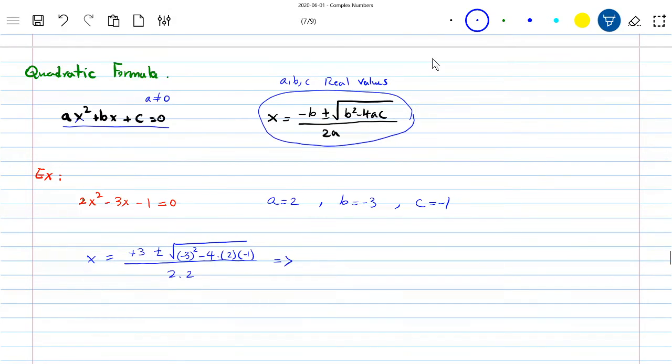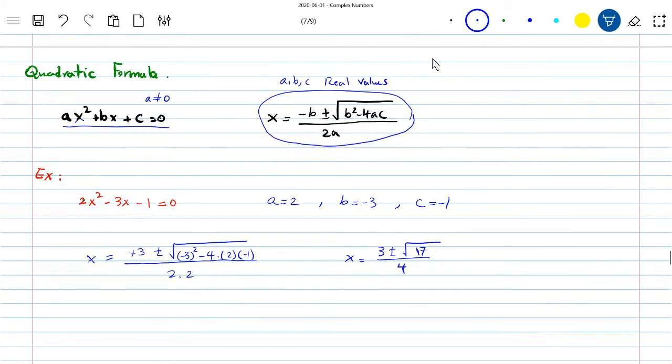Okay, let's simplify it. What does x become? x becomes 3 plus or minus the square root, and I'm going to simplify underneath the square root. Negative 3 squared is 9. 4 times 2 times negative 1 is negative 8. There is another negative, so you have 9 plus 8, which is 17. All divided by 2 times 2, which is 4.